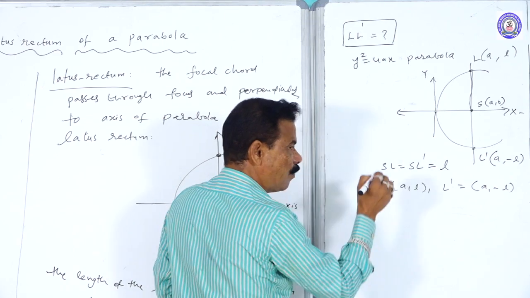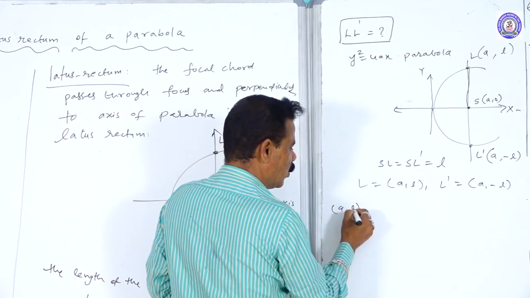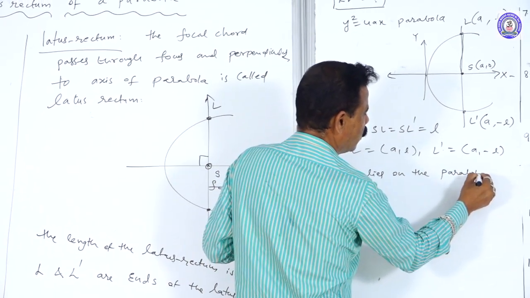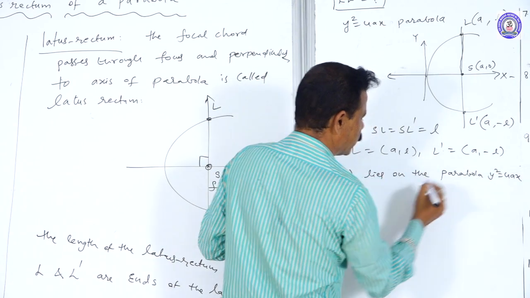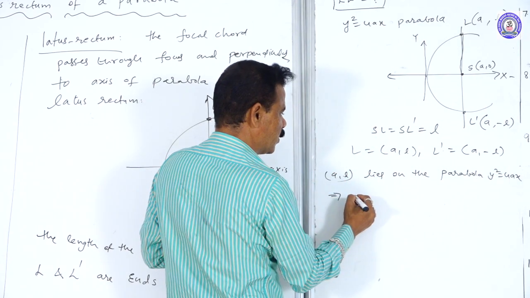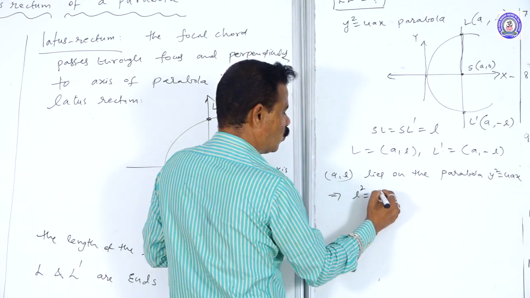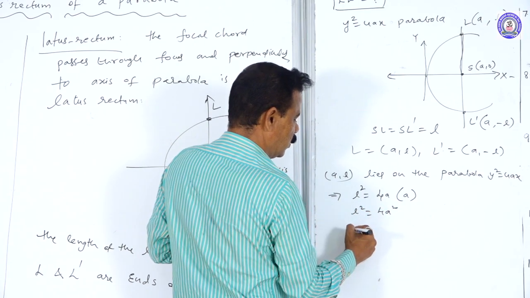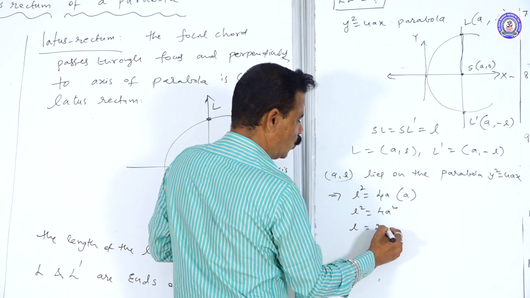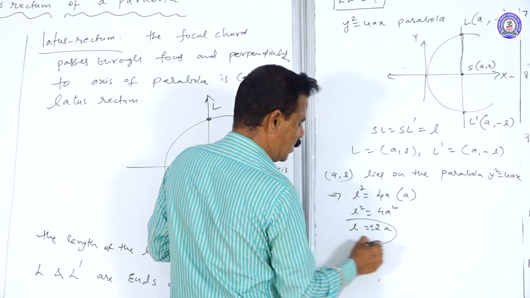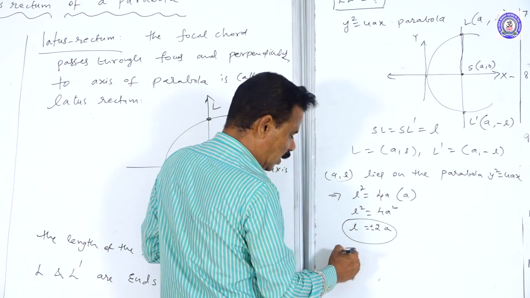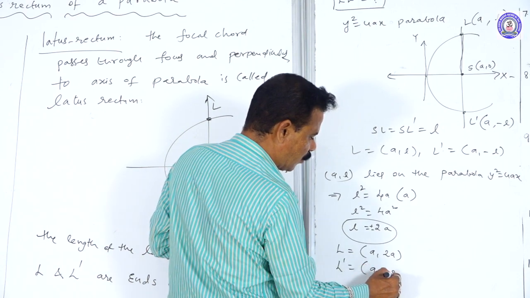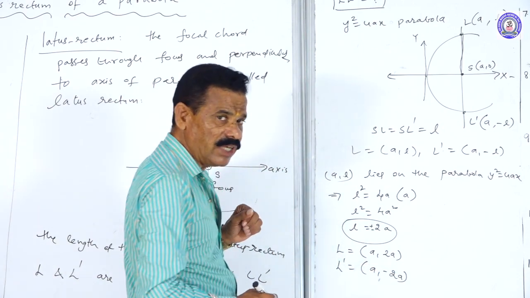So this point lies on the parabola. (a, l) lies on the parabola y square is equal to 4ax. So substituting this point, y square, that is l square, is equal to 4a times x, and x is a. So l square is equal to 4a square. So taking the root, l is equal to plus or minus 2a. So L is equal to (a, 2a) and L dash is (a, minus 2a). These are the ends of the latus rectum.